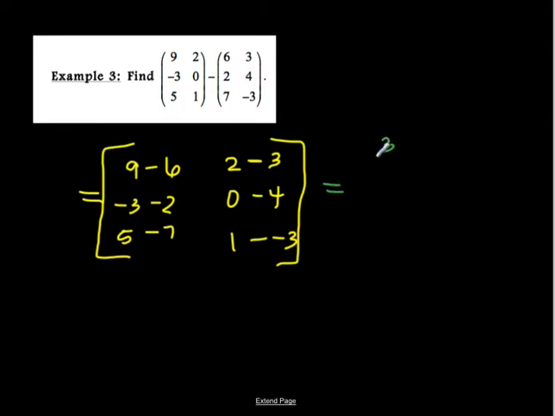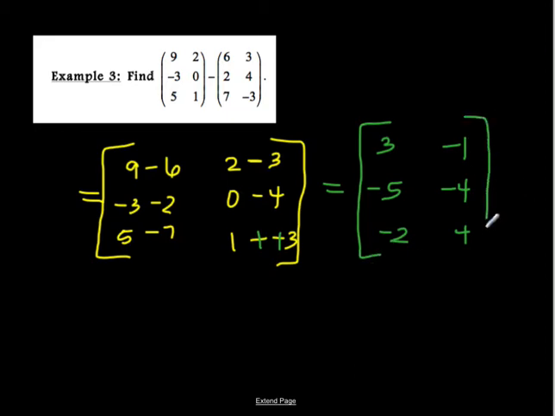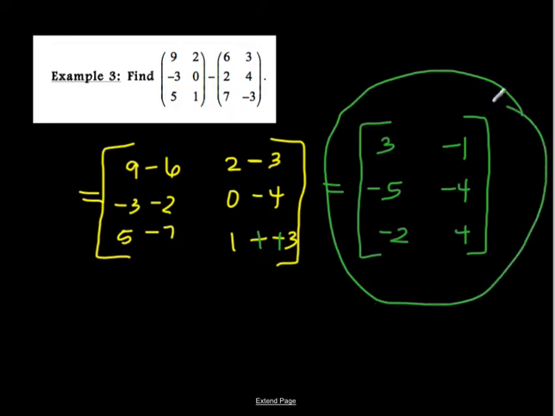9 minus 6 is 3. Negative 3 minus 2 is negative 5. 5 minus 7 is negative 2. 2 minus 3 is negative 1. 0 minus 4 is negative 4. This one I would end up adding, and so I would have 4. So my final answer is this matrix here in green. You can circle it if you want, but there's my final answer. So that's how you would add and subtract matrices. I feel like that's pretty straightforward. Just add the elements that are in the same spots.